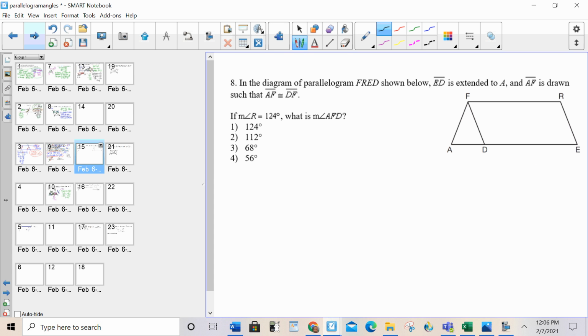I want you to try number 8 on your own. The only hints I want to give you: AF is congruent to DF. So when you see that two sides are congruent, mark the sides, mark the angles opposite them. It says it's a parallelogram. Again, the main property for parallelograms is opposite angles are congruent. Beyond that, I want you to try it on your own. So please pause, complete number 8 on your own, unpause.